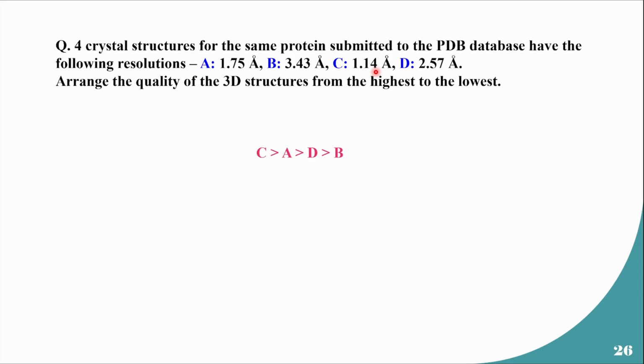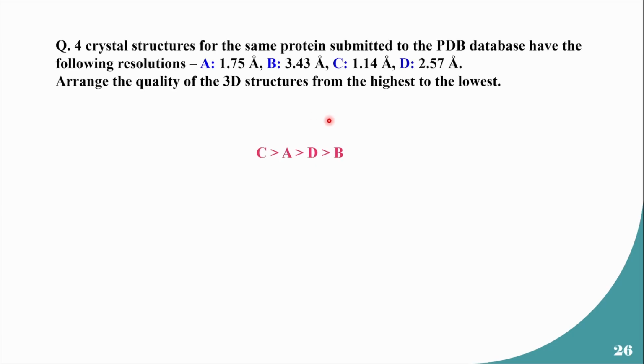So the lower the value here, the better the resolution for that structure will be, the higher quality that structure will be. So in this case, the lowest value was 1.14 angstrom. So that will be the best quality structure in terms of resolution. Then after that, 1.75 will come. Then after that, the D structure 2.57. After that, B 3.43. With the highest value here, that will be the lowest quality or the lowest resolution structure. Okay, so that way you can think of resolution for PDB structures.